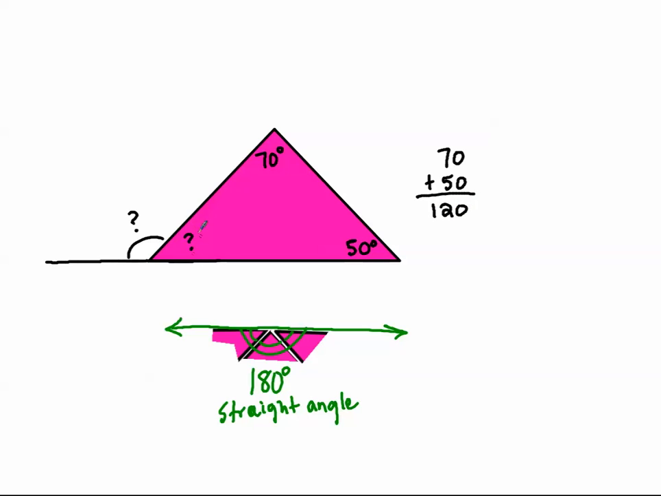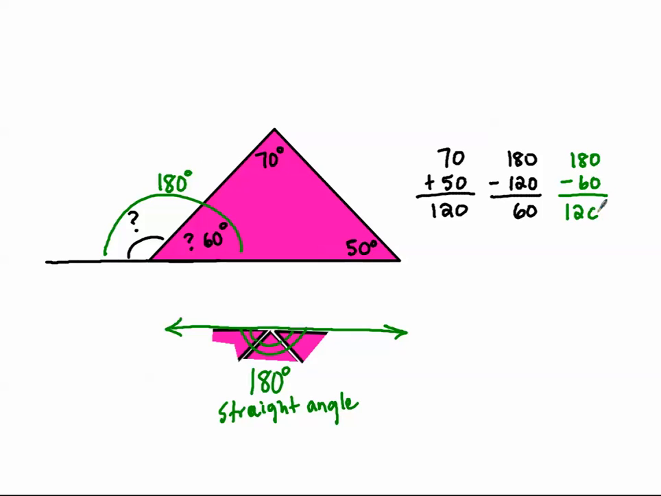Now, to find that missing angle measure, remember all three angles add up to 180 degrees. So 180 minus 120 gives me 60. So that means this angle is 60 degrees. How do I find the one next to it? Well, again, this is a straight line. Linear pair adds up to 180 degrees. So next I can say 180 minus that guy right there gives me 120. So this exterior angle out here is 120 degrees.